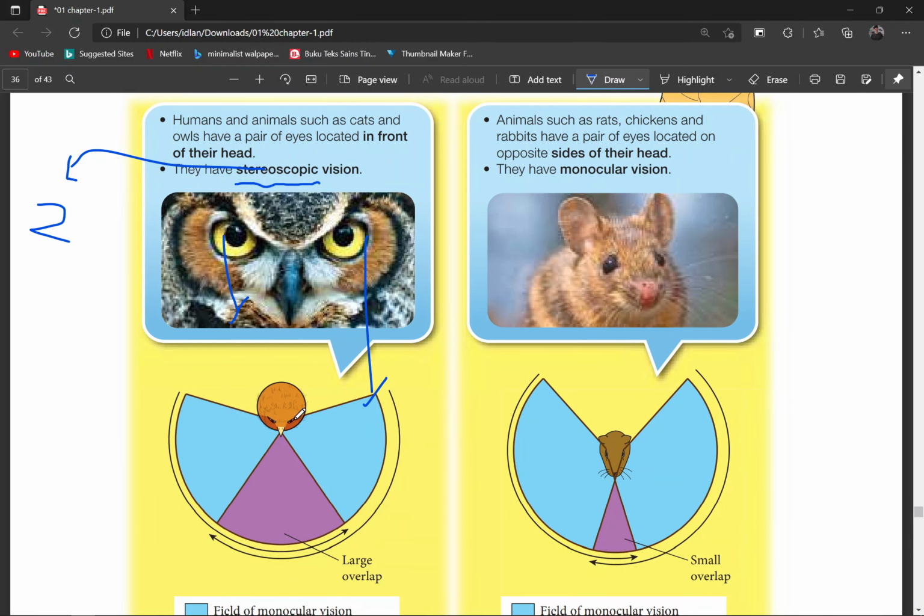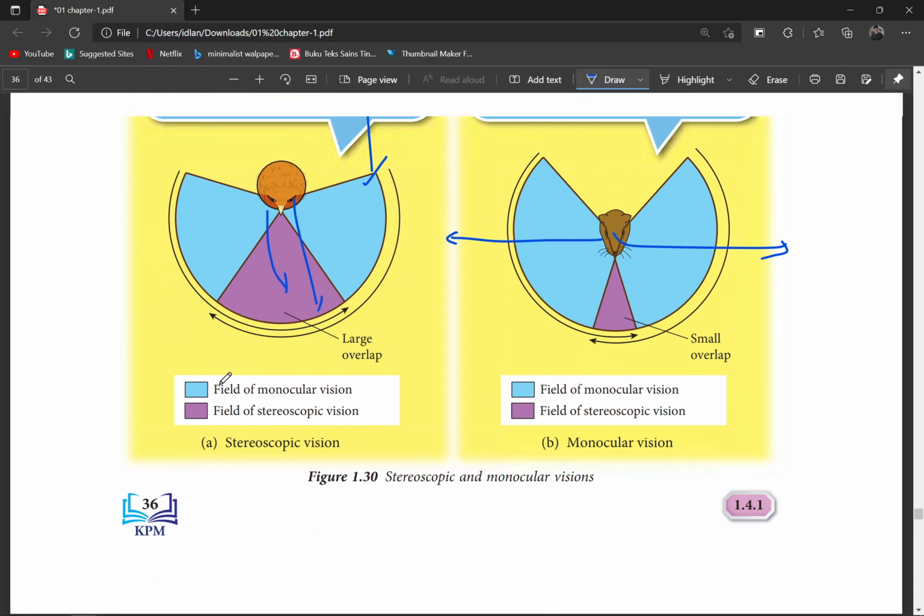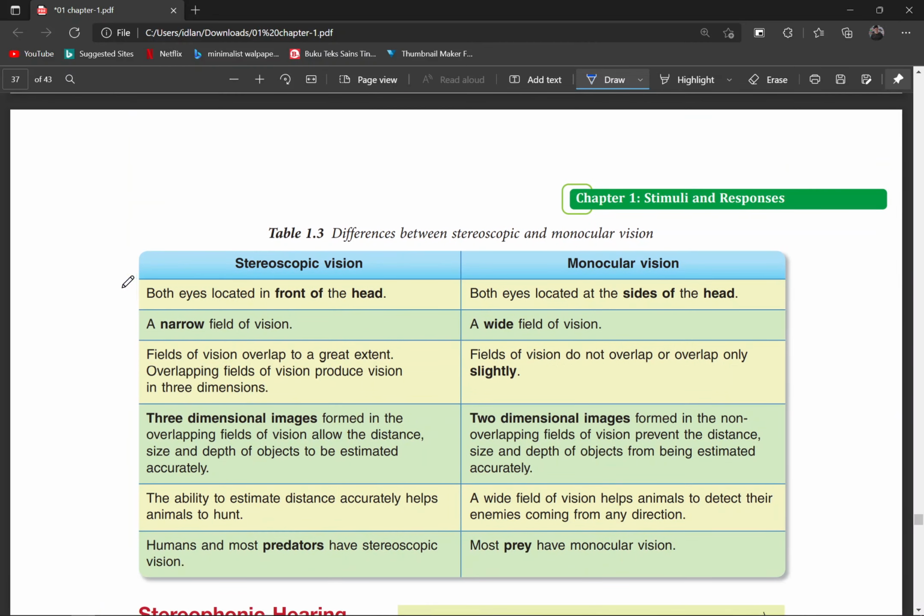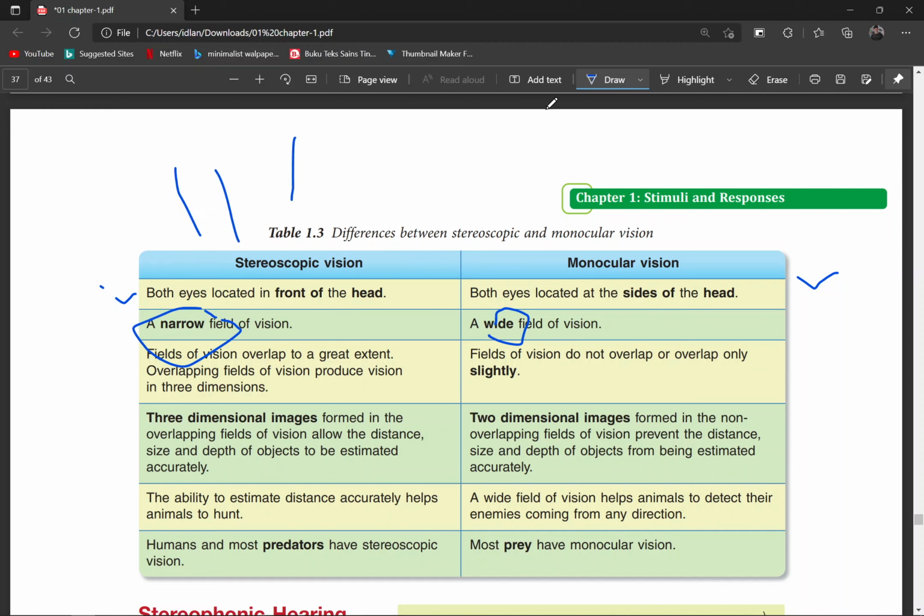Kat sini mata diorang memandang macam ni. Bayangkanlah tadi yang tegak, sorry. Lepas tu yang ni ke kanan ataupun ke kiri. Macam ni. Jadi dia punya view tu besar lah. View dia besar. Just like this. Okay, tahu kan? Faham. Okay, in front of the head, side of the head, wide, narrow. Narrow ni sikit je. Kalau wide tu panjang, besar, lebar sangat. Ni kecil je. Okay.